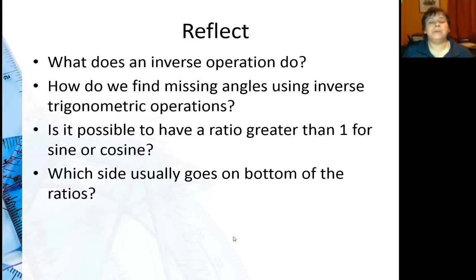Which side usually goes on bottom for the ratios? Honestly, we tend to use sine and cosine, and for that one, we tend to have the hypotenuse on bottom. But there's nothing to keep you from using tangent.